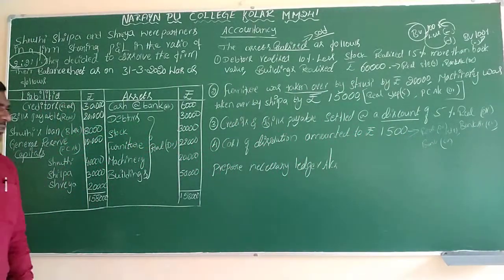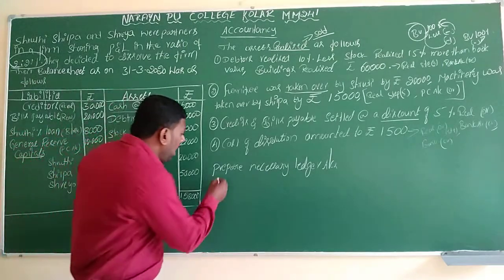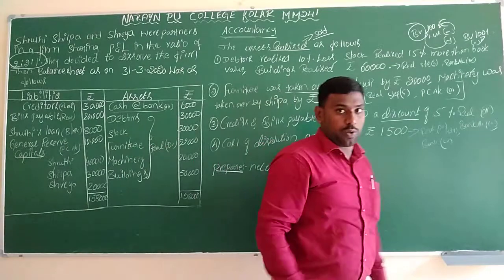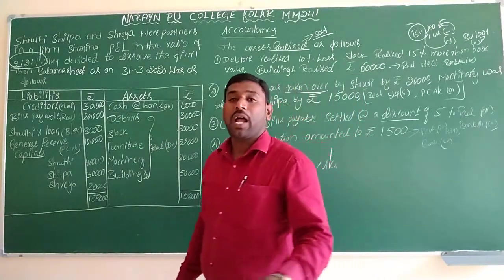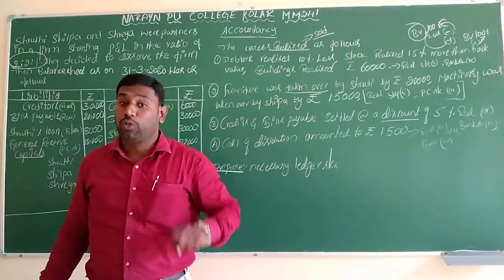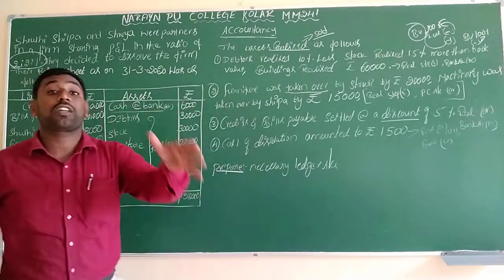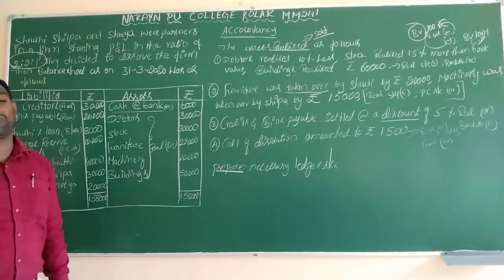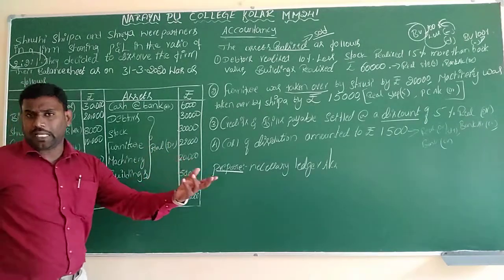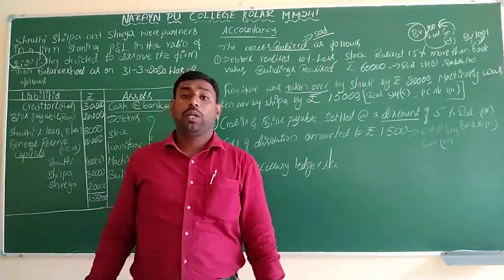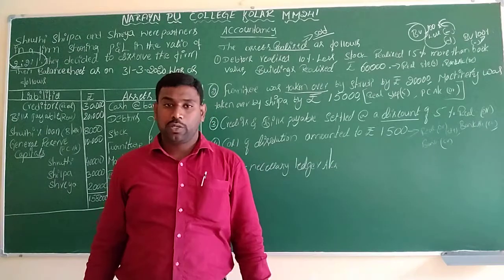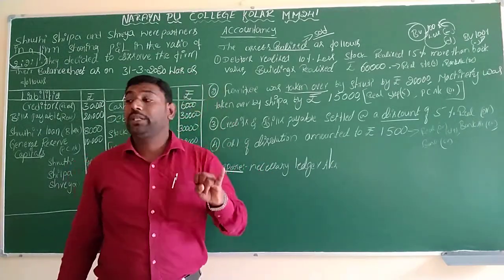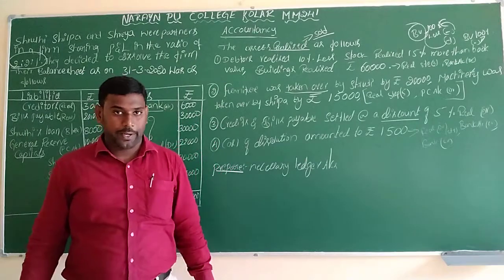And finally, what they are going to conclude here: prepare. What we have to prepare? Necessary ledger accounts. Necessary means the accounts which are helpful to the business, which support one account to another account. That kind of account we have to prepare. Approximately, we have to prepare only 3 accounts in case of the dissolution of partnership. Number 1, that is realization account. It is compulsory we have to prepare.